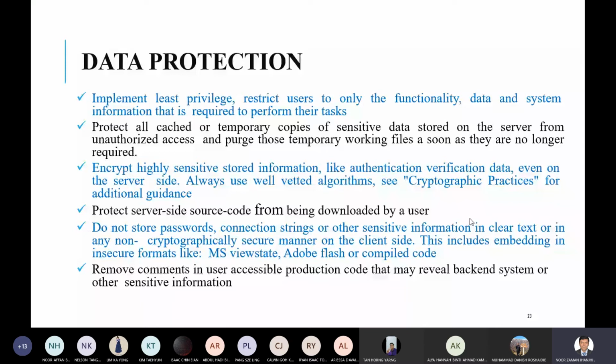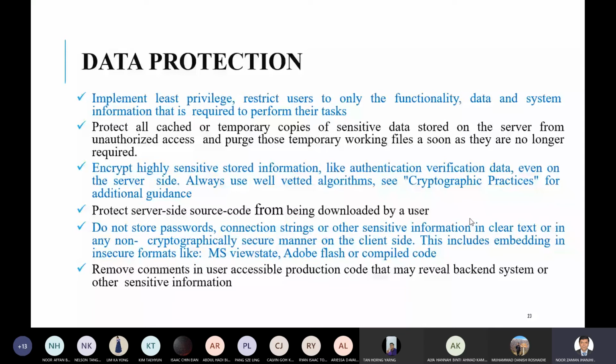We may not give it to unauthorized people. We need to encrypt the highly sensitive data, in case someone gets it, so it should be in encrypted form. We need to protect from the server side sources, from downloading or getting in by the end user. So we need to take care of each and every point. You can see the last point, that is what it's saying.